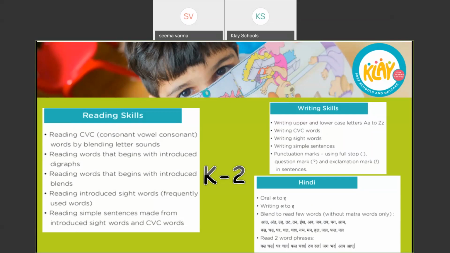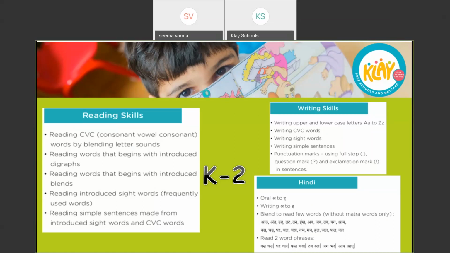Reading words that begin with introduce digraph. Right? So a digraph would be any word that introduces blends. So that is also something children learn. Blends are, like I shared, bl, cr, cl, fl, gl, gr. These are all the words that children are frequently exposed to. And the sight words.